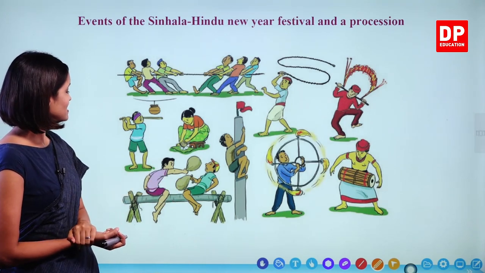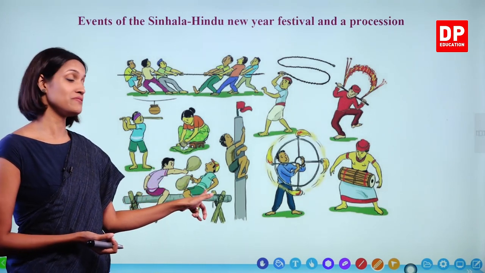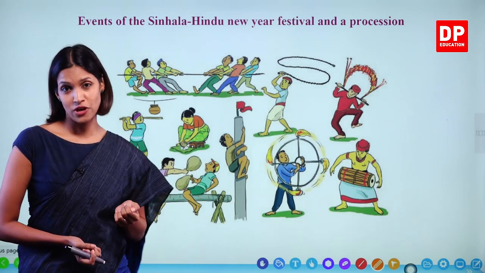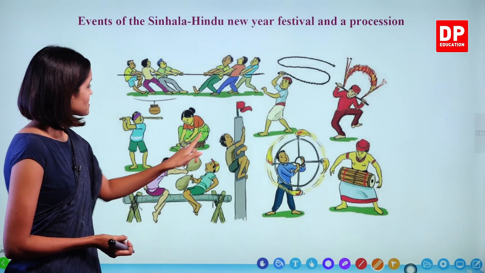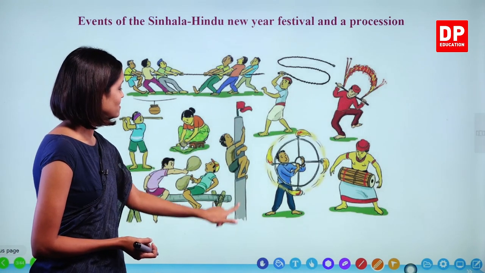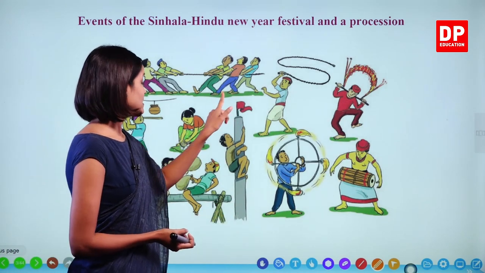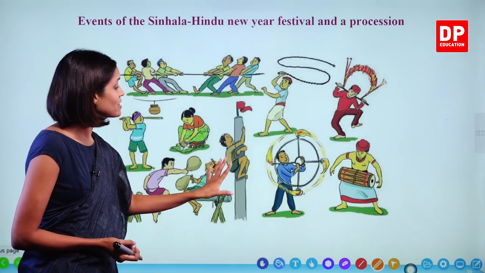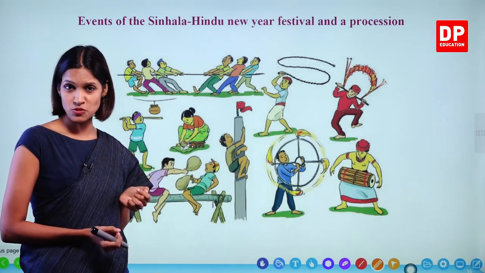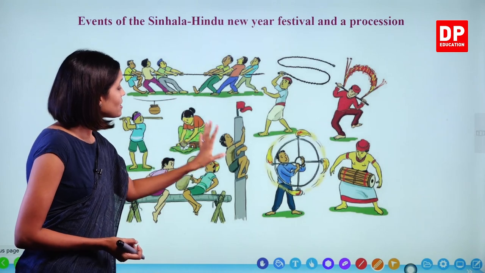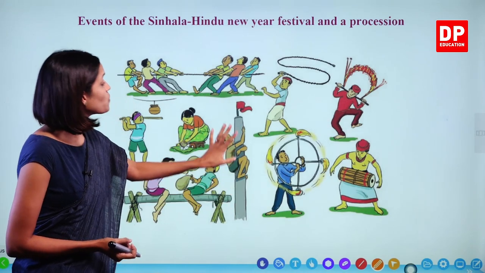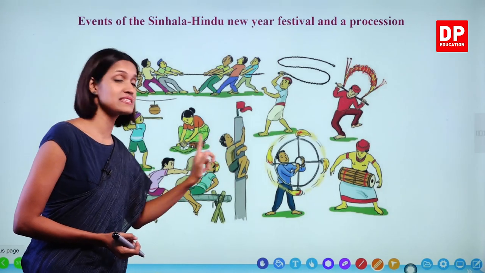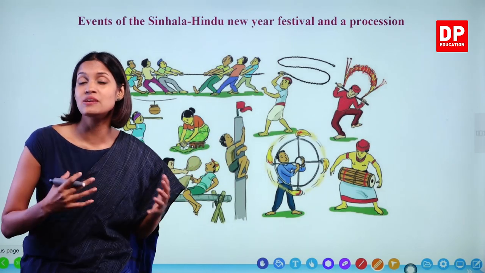Look at this activity, children. This is a very famous activity we can see in New Year festivals. What is this? This is pillow fight. Okay. So what about this activity? This is known as climbing the greasy pole. Now this pole is very slippery because grease is applied on this pole. However, these people, they have to climb this pole and they have to take off this flag. Most of the time, this activity is done as a group activity, as a teamwork.